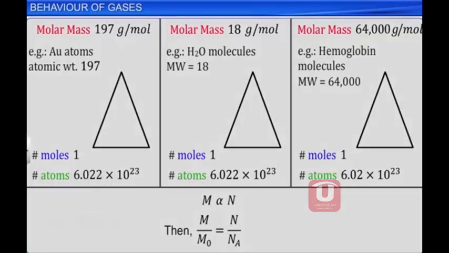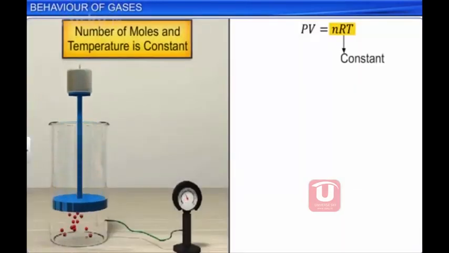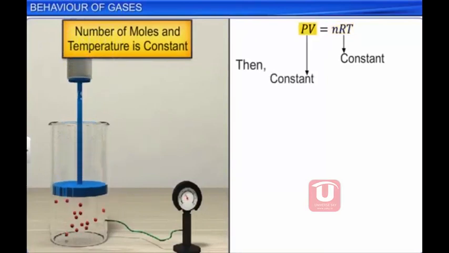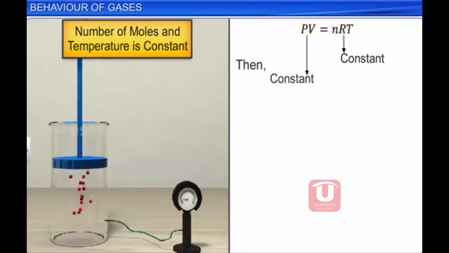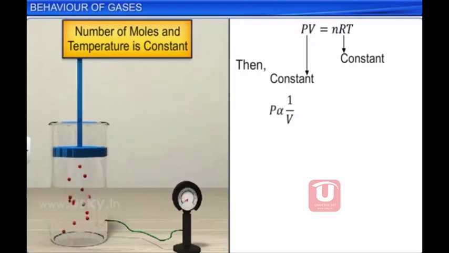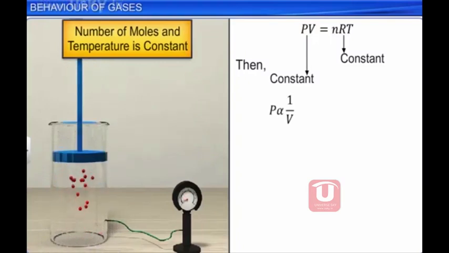If the number of moles and temperature is constant in the ideal gas equation, then PV is constant. That is, for a given mass of gas at a constant temperature, pressure is inversely proportional to its volume. This is called Boyle's law.